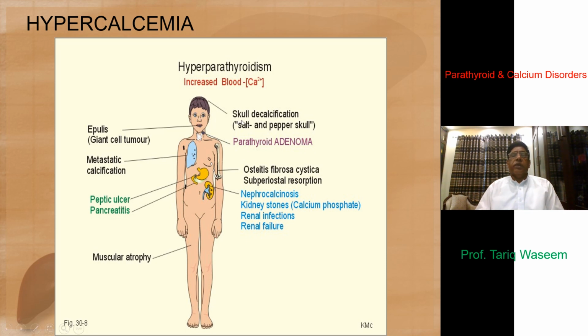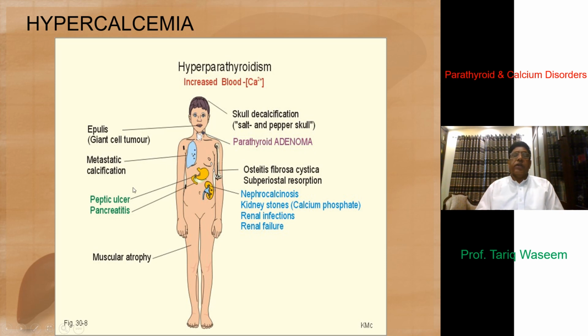Now these patients may have, say, on their skull X-ray, the decalcification, which gives them salt and pepper appearance of the skull, will show in a moment. They may have a parathyroid adenoma. They sometimes have a metastatic calcification. By that means the calcification in the non-osseous or non-bony tissues, which can be skin or soft tissues, or maybe the conduction to the heart as well.